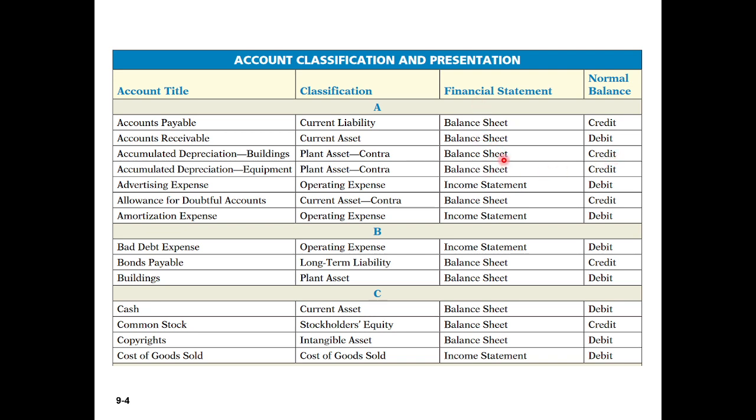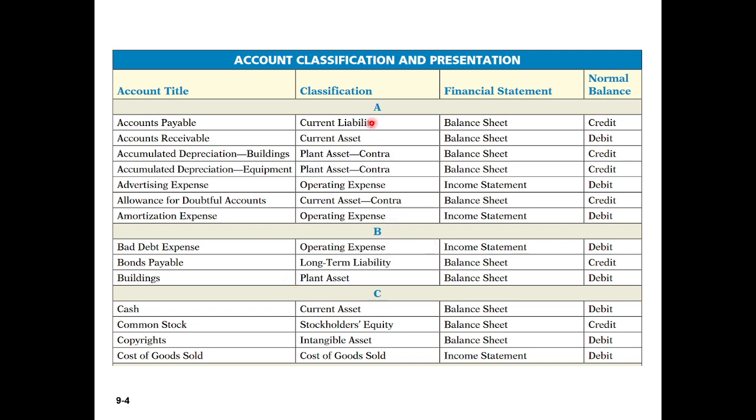This is a balance sheet item. Accumulated depreciation, equipment is a plant asset contra, shown in our balance sheet with a credit balance. Advertising expense is an operating expense, shown in the income statement, with a debit balance. Allowance for doubtful accounts is a current asset contra, shown in the balance sheet with a normal credit balance. Amortization expense is an operating expense, an income statement item, with a normal debit balance.